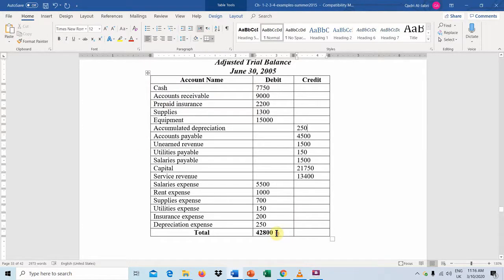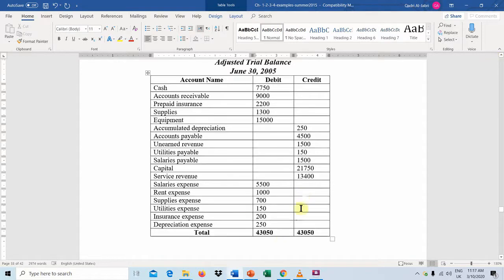Okay, so just the total here is wrong, I think. So the total should be 43,050, and if we find the total for credit, it will be the same, 43,050. So this is evidence that we posted the figures from the adjusting journal entries to the ledger correctly.